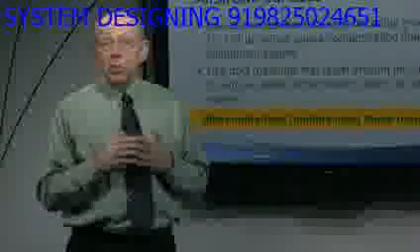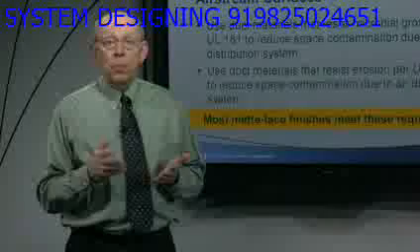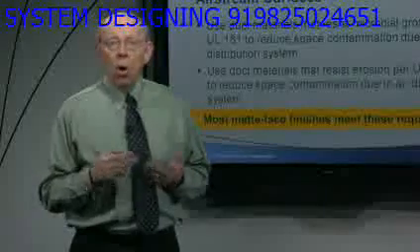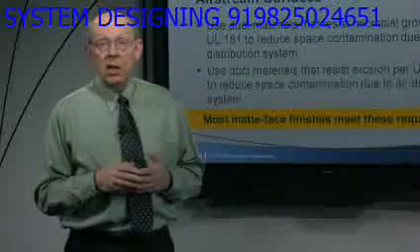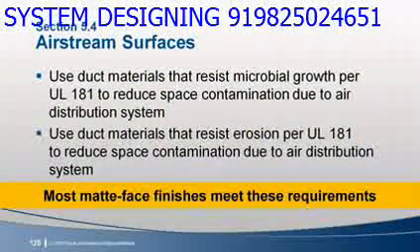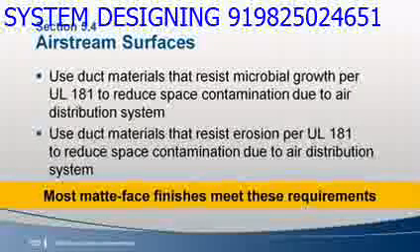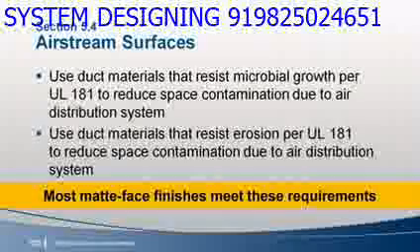Section 5.4 requires that air distribution equipment and ducts be constructed using materials that don't support the growth of mold or bacteria and won't erode at normal duct velocities. These materials must pass a mold growth resistance test and an erosion resistance test, both defined by UL 181. Most matte finished duct lining materials used these days meet both of these UL tests.